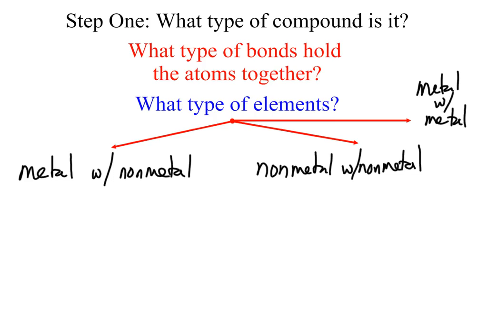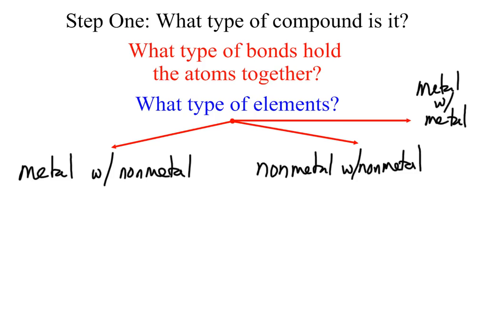The metal with another metal tends to be fairly simple. It's just going to be the metal name. So for instance, if we have iron or copper atoms all together making metallic bonds, we would just call them by their metallic name. The other two options, metal with nonmetal and nonmetal with nonmetal, we're going to have some different options for naming those different systems.